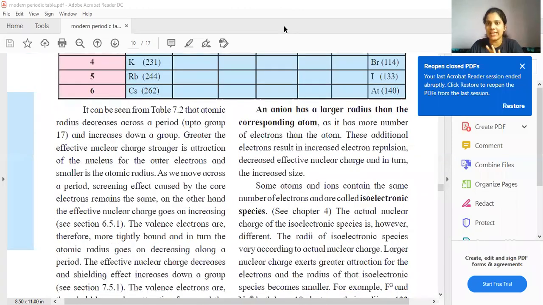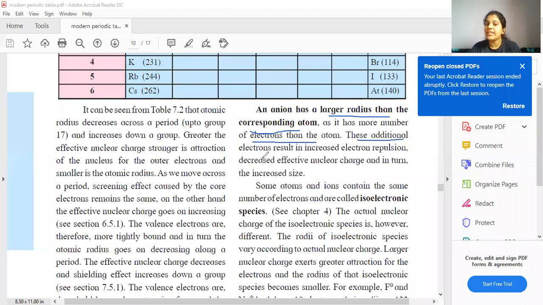Now let us see for anion. An anion has a larger radius than the corresponding atom. It is very obvious. Consider Cl and Cl-. So in Cl, I am adding one extra electron. Now students, see, in some scenarios it is possible that the extra electron that we are adding is entering a new shell. So the atomic radius is increasing as compared to the original atom when you are forming an anion, as it has more number of electrons than the atom.